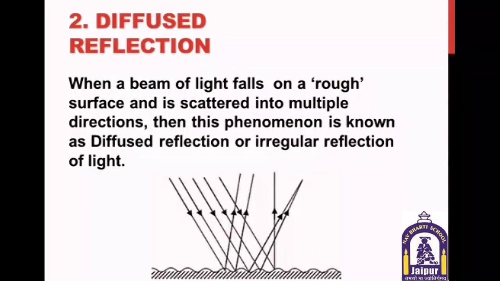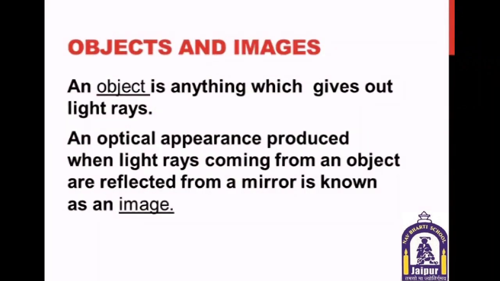This is diffuse reflection. Now let us understand what objects and images are. Anything which gives out light rays is an object, right? Let us take an example. Let us suppose the sun is an object. The sun has its own light, whereas a table does not have its own light. Unless some light rays are projected onto that table, it won't be visible. So what I wanted to say is that an object may or may not have its own light. The outcome is that an object is anything which gives out light rays.